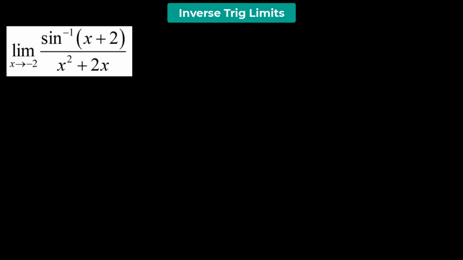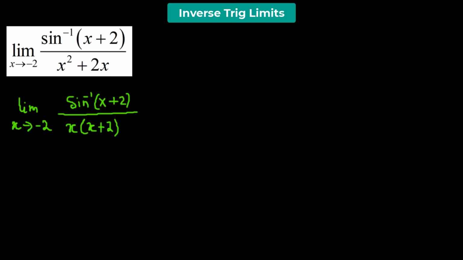So here we have the function sine inverse of x plus 2 divided by x squared plus 2x. We need to find its limiting value when x approaches negative 2. So what we can do first, we can rearrange the denominator. That means we're going to factorize the denominator. So we have sine inverse of x plus 2 divided by x squared plus 2x. What we can do, we can take x as the common factor. So this is going to leave us with x plus 2.